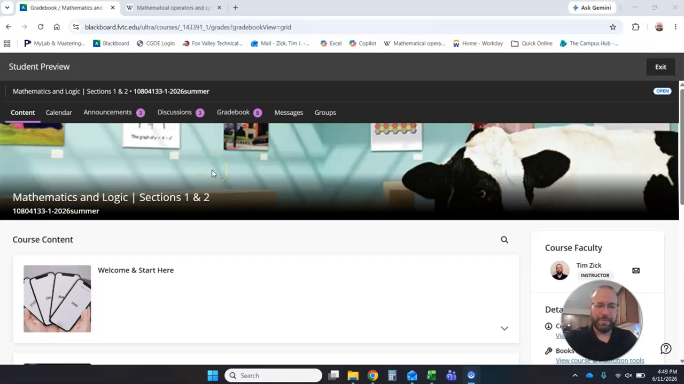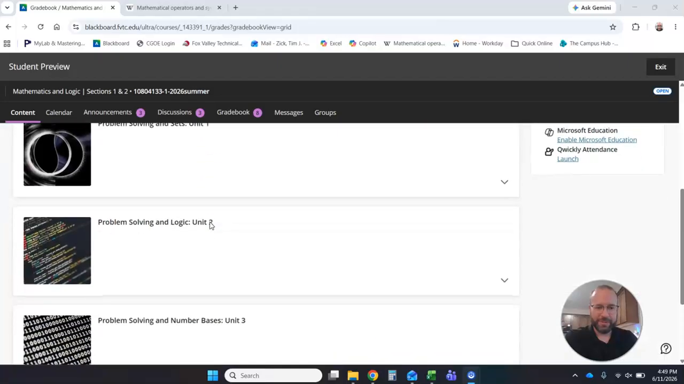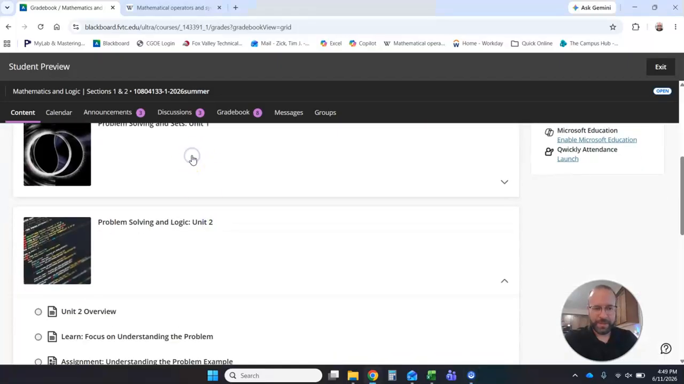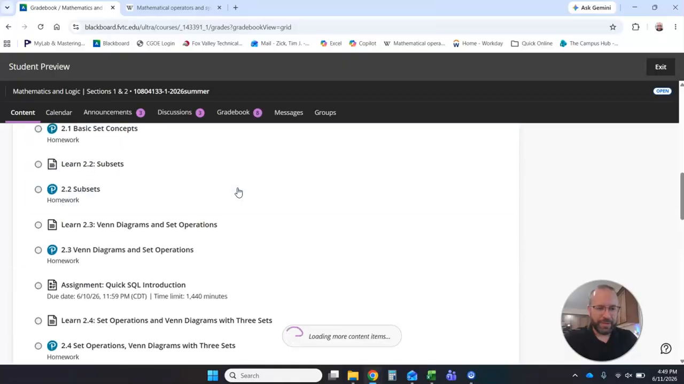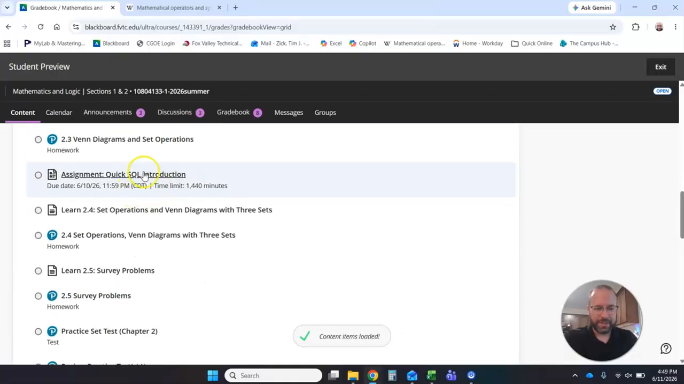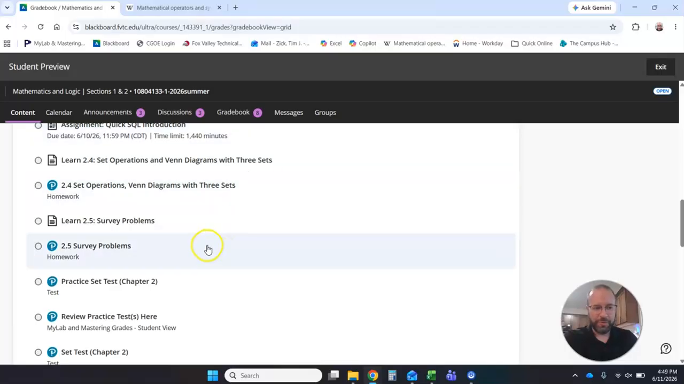This week you should be wrapping up the set unit, so let's come down here and check that out. I think you were through the quick SQL introduction. So you would have 2.4, 2.5. 2.4 is really like 2.3. 2.5 is using Venn diagrams to look at cardinalities instead of elements in sets.